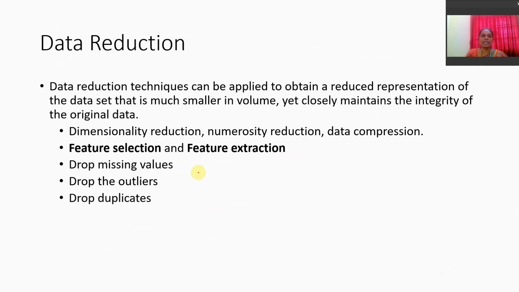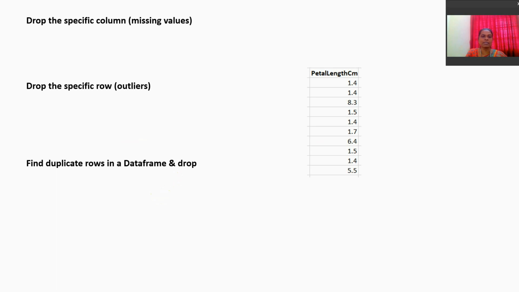And now we are going to data reduction. Data reduction means a reduced representation. It can be in the form of feature selection or feature extraction. We are mainly going to concentrate on this in experiment number 2. For data reduction, what I have considered here is dropping the missing values, dropping the outliers, and dropping the duplicates. So I need to drop some columns or rows based on missing values, outliers, or duplicates occurring in that particular data set.